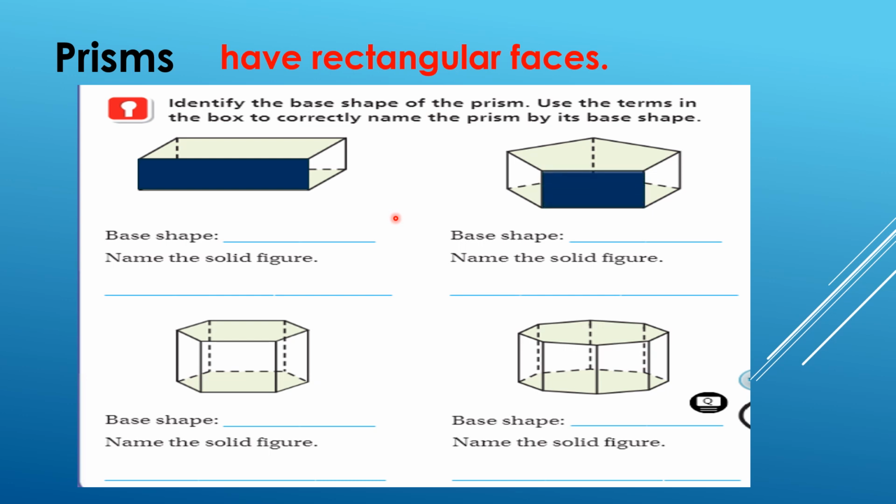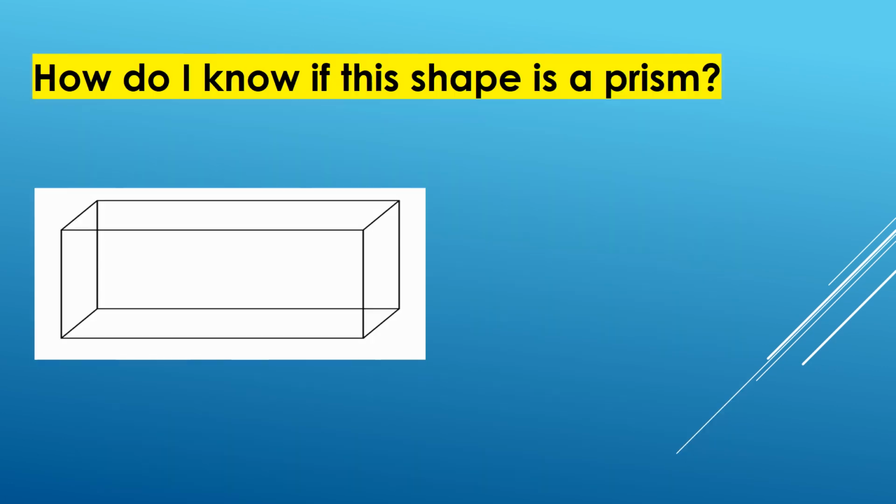What about the second shape? Yes, that's a face, and it's rectangular. What about this one? Very good. Again, it's a rectangular face and another rectangular face. So prisms have rectangular faces. Very good. Now, how do I know if this shape is a prism?